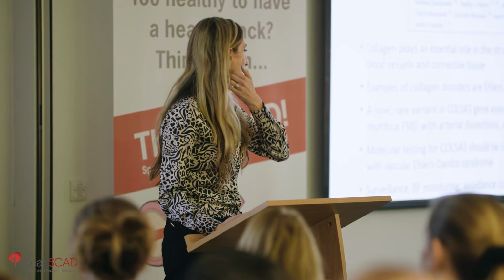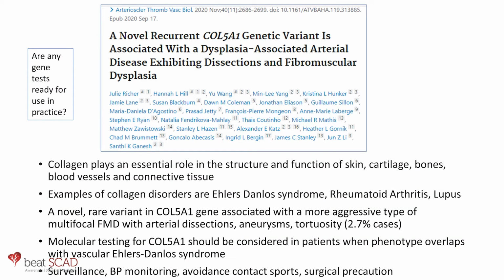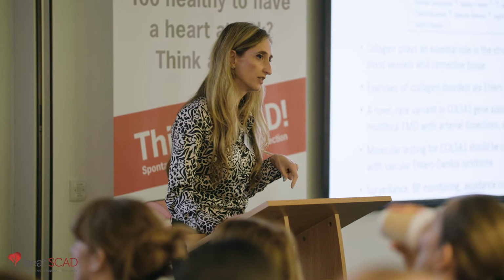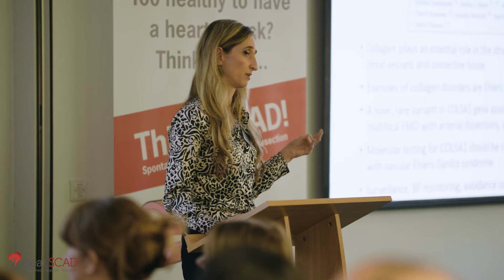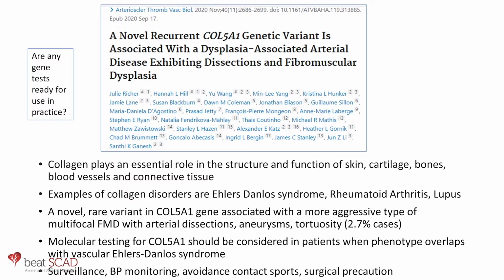So it's a start. But the next question is, well, are there any genes that are potentially useful in clinical practice? And there is one for FMD. This is, again, very new work, and it's only in a very tiny subset of FMD patients that it might be positive. So it's to do with collagen. So collagen, you might have heard of, plays an essential role in the structure and the function of skin, cartilage, bones, blood vessels, connective tissue.